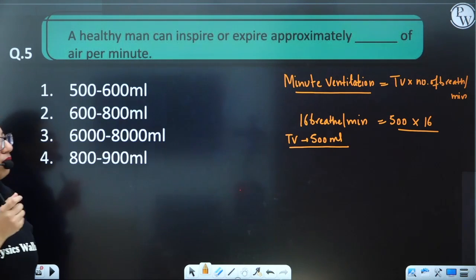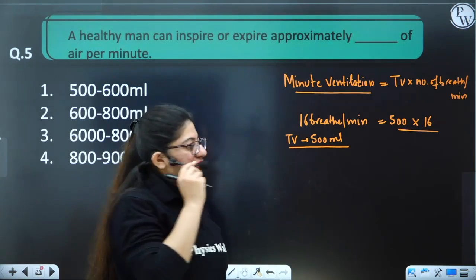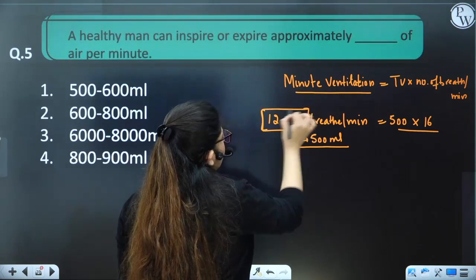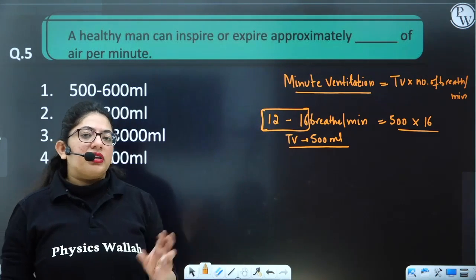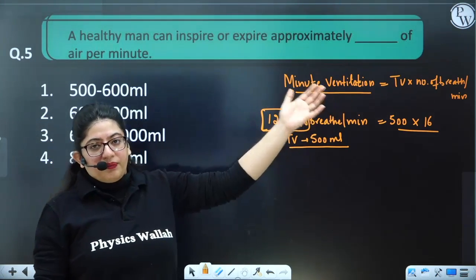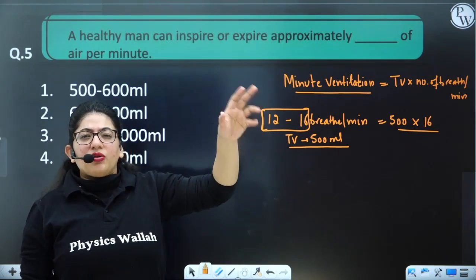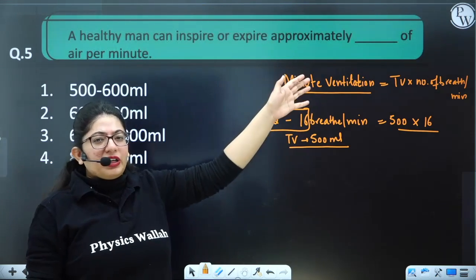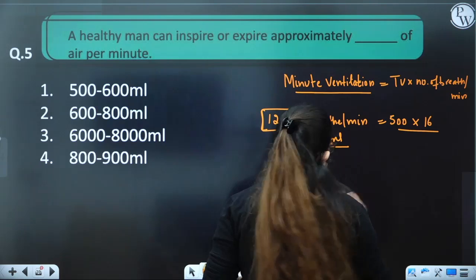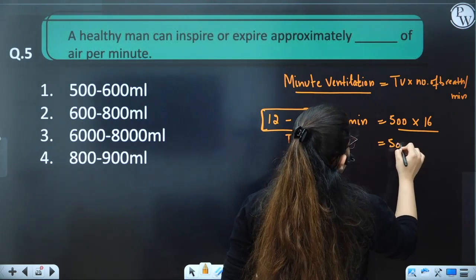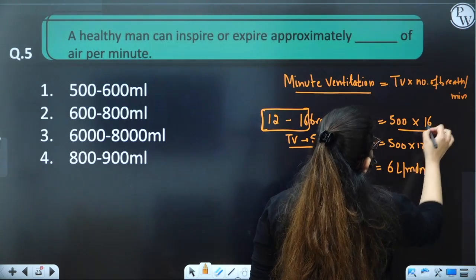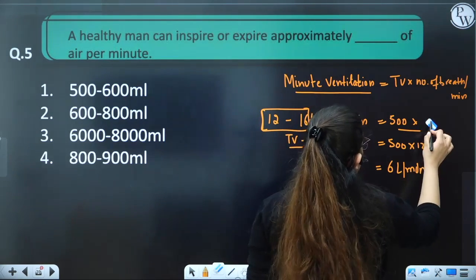this number of breaths varies. It varies from 12 to 16. Okay, it varies from 12 to 16. So somewhere you will find it 13, 14, 15, 16. So whenever you get the question of minute ventilation, they're generally asking you about the volume of air. You will multiply it with 12, not 16, but with 12. So that will be 500 into 12, approximately 6 liter per minute. Okay, so there is always a bracket of 12 to 16.